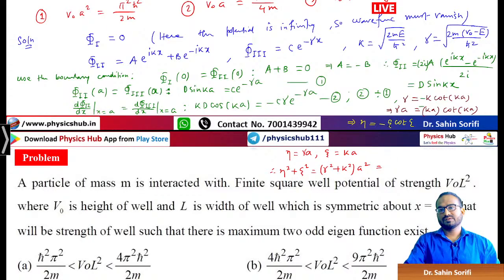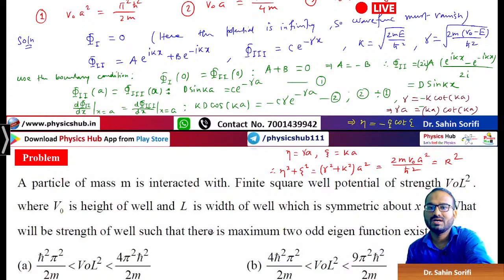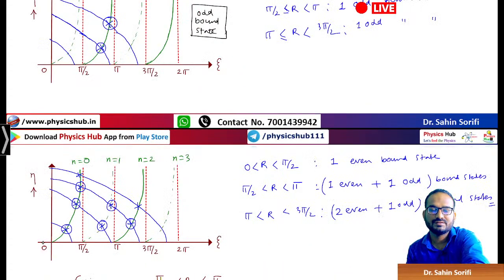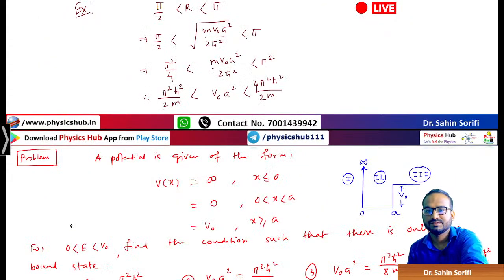Now gamma square plus k square, you can see, is twice m v naught by h cut square, isn't it? So twice m v naught a square by h cut square, and this is equal to r square. So what was the condition for one bound state? It should be between 0 to pi by 2. So you can take pi by 2 for one bound state.